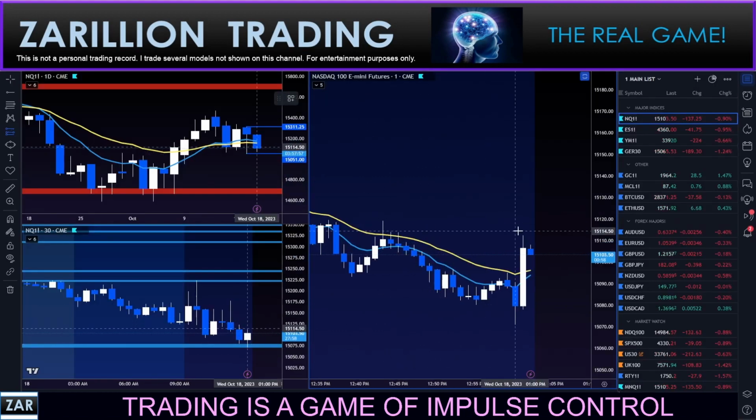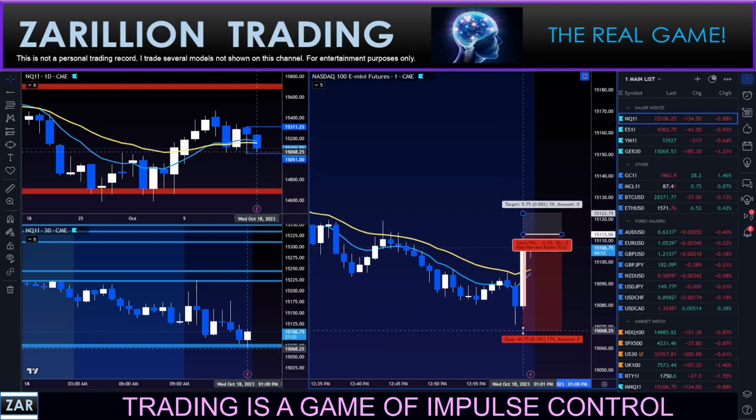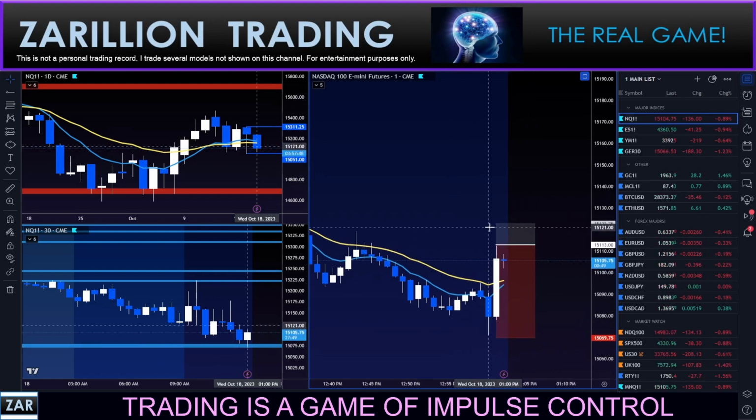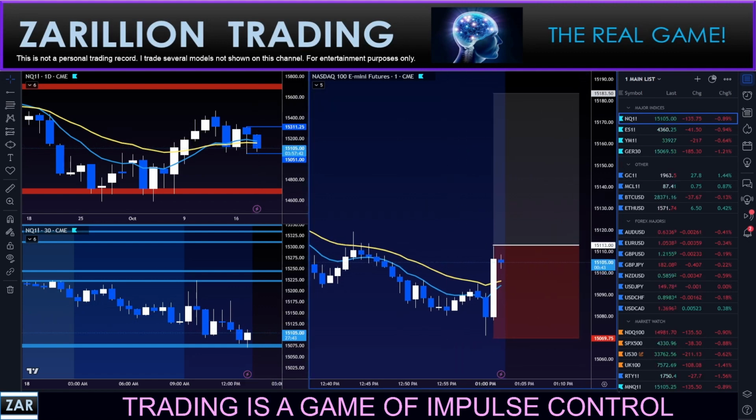Here we go. Buy stop order right here above that big shift candle. Stop below. Give me a moment here. I'm just going over to my own platform, but you can see what I'm doing. Buy stop order. This is the NASDAQ. And I'm in, guys. Long the NASDAQ. Stop as you see there.